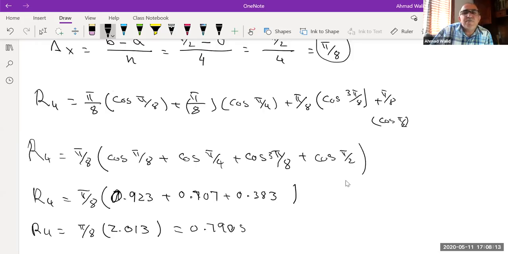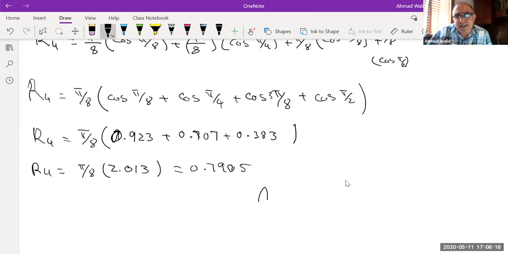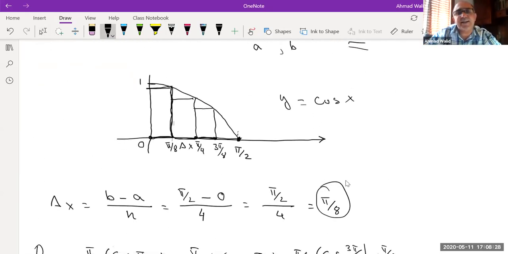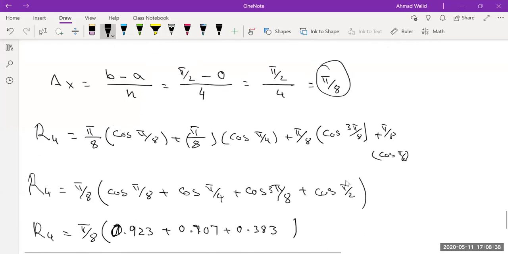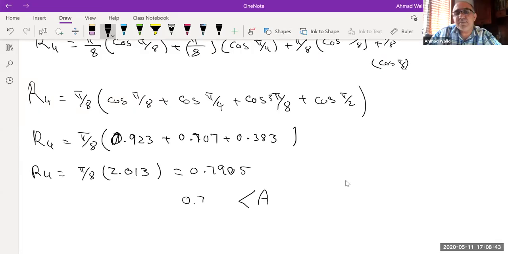0.7905. What do you think if I show the area under the graph of cosine? Is this number greater than that area or less than that area? Look at the graph. It's less than, right? It means your area should be greater than this number, 0.79.